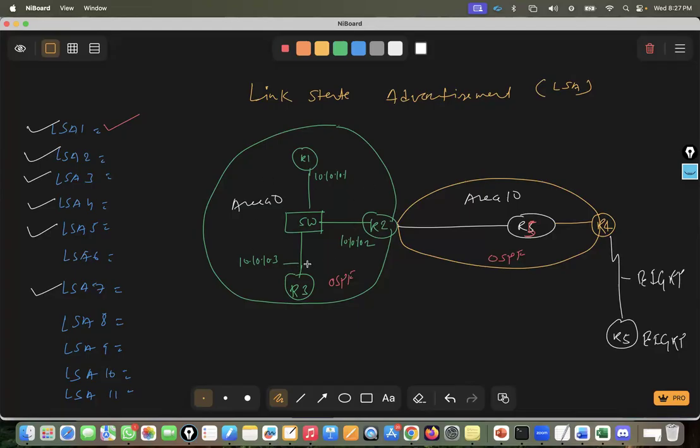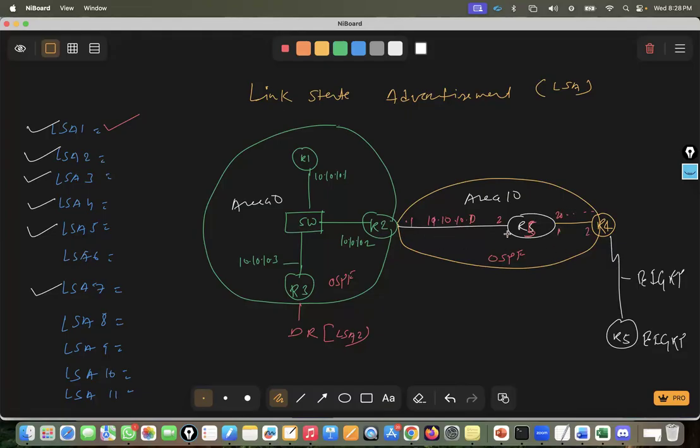Who is going to be DR? R3. So if this is going to be DR, this is going to generate LSA2. And what about this? This might be the network 10.10.10.0. 1 is here, 2 is here. Then who is going to be DR here? Let's suppose 20. 1 is here, 2 is here.